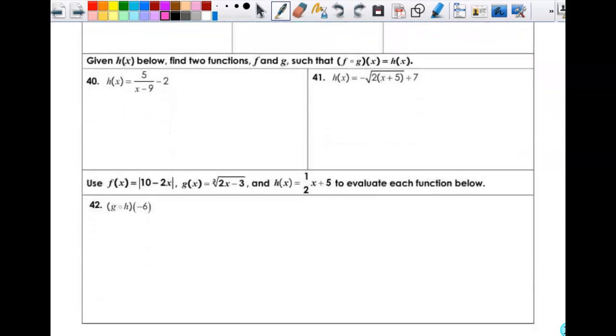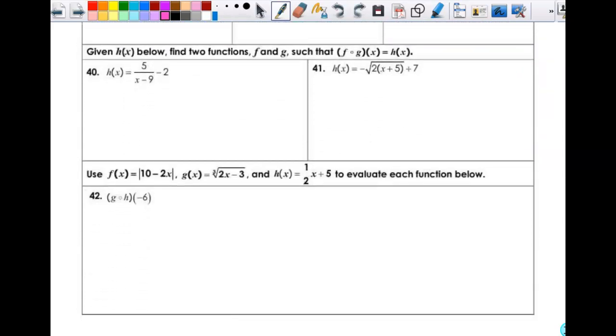Number 40, we are deconstructing, because it says I want to find two functions f and g such that f of g of x equals h of x. Remember, that means f of g of x equals h of x. And you only have to give me one set. I'm going to put two sets on each one of these just so you can see there are other options, and there are other options besides what I'm putting as well.